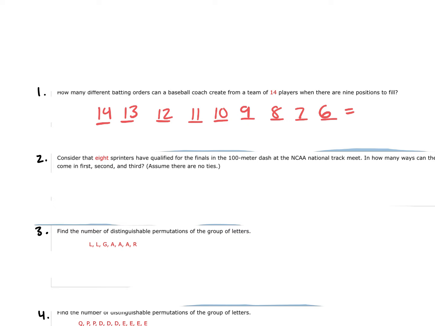Permutation. So we could do 14 is the total number, and we're picking 9. So this would be 14 factorial over 14 minus 9 factorial, which is 5. So if you notice, the math will be the same. It's technically the same thing.